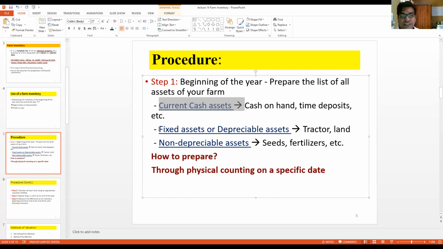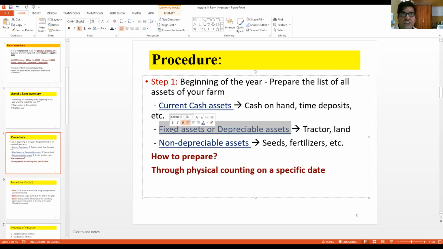Then fixed assets or depreciable assets. Those assets which the farmer uses for a multiple time period, for example, tractor, land, right? The farmer will be using year after year. So they depreciate. They have time value. Depreciation means the loss or decline in the value of the asset over time period. You know, right? That is depreciation.